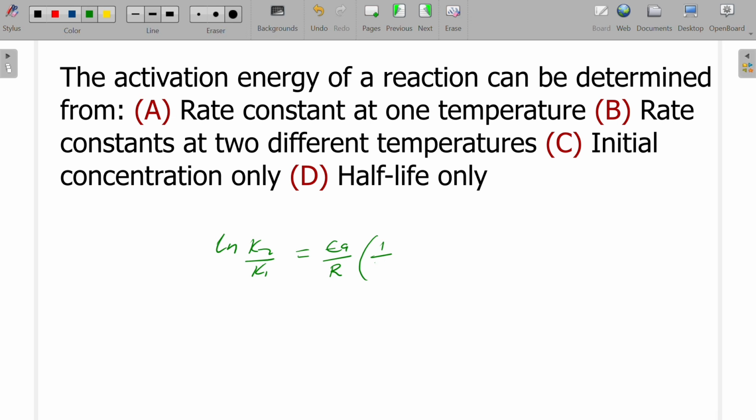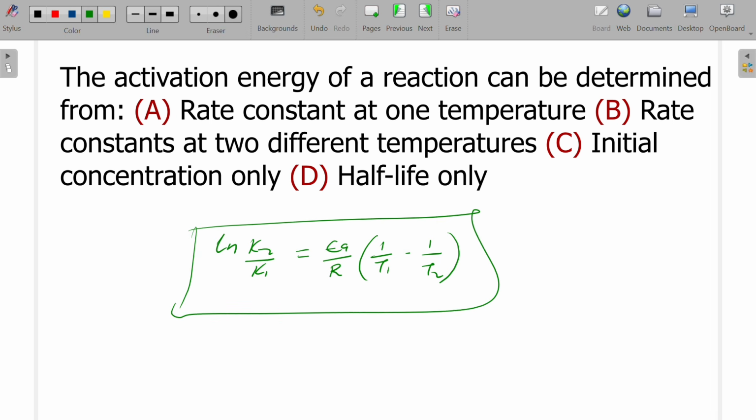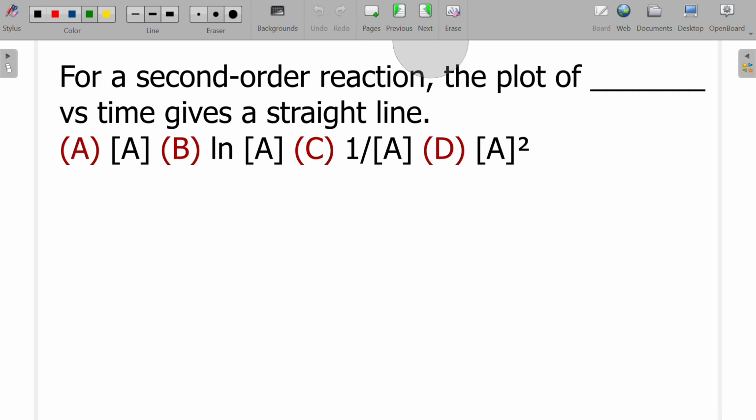We'll have the activation energy on top there divided by R, and this is multiplying by 1 over the first temperature minus 1 over the second temperature, like that. So this is the formula that we mostly use to calculate the activation energy. So our answer in this case is B, because we're talking about the rate constants at different temperatures. We have K2, K1, we also have T1 and T2. So that's our accurate answer in this question.